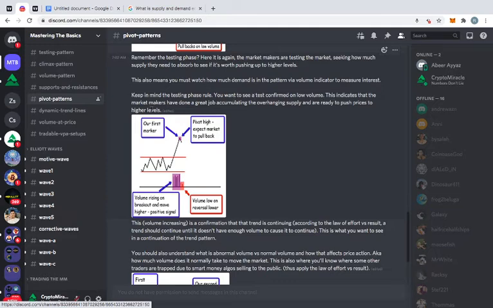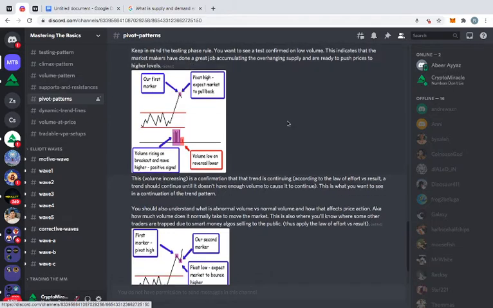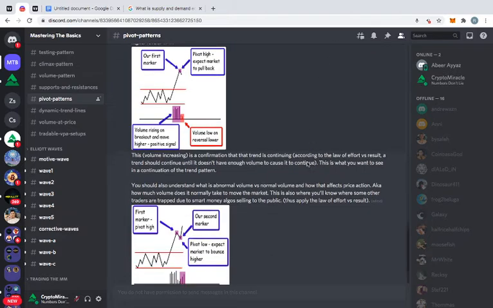This indicates that the market makers have done a great job accumulating the overhead hanging supply, and they're ready to push the prices to higher levels. Okay, so the point, and this is again the insurance, right? Their job in accumulating the overhead supply was in here. They need to accumulate all the supply so that they can trend the market, and this is their insurance that they have done a good job capturing the supply in the market.